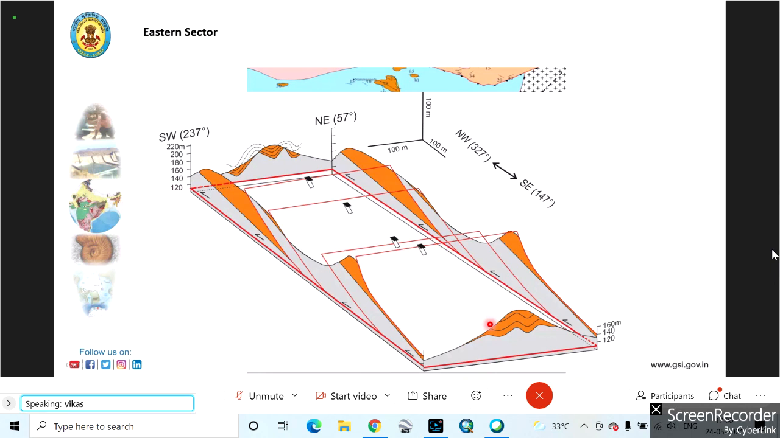So unless you are able to define it with the help of some cross sections and 3D diagrams, this 3D diagram, what I had done, I had prepared different cross sections of all these areas and clubbed them together at an angle to prepare it in three dimensions. So like this, you can see a sole thrust is there, and a number of imbricate thrusts are also there. Next, please.